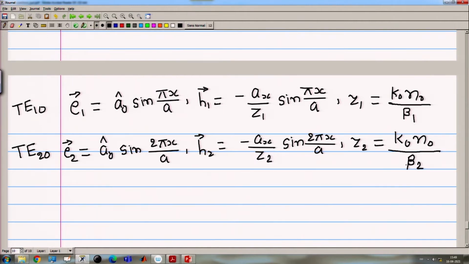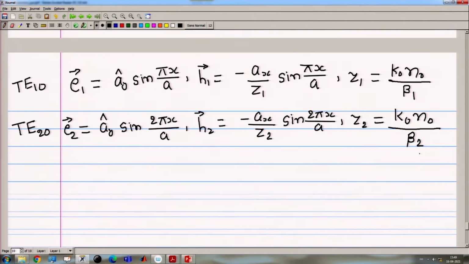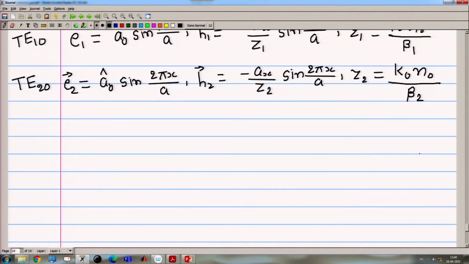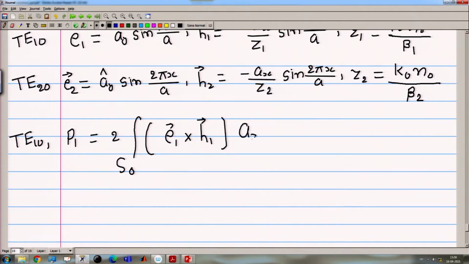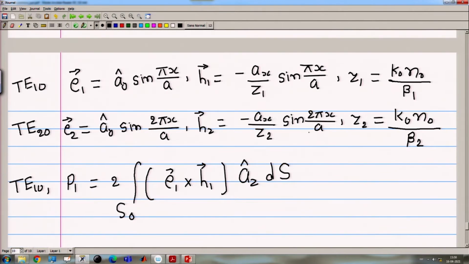After this, we have to calculate the normalization constants P1 and P2. P1, for TE10, will be 2 times the integral over S0 of E1 cross H1 dot a_z ds, where ds will be dx into dy.